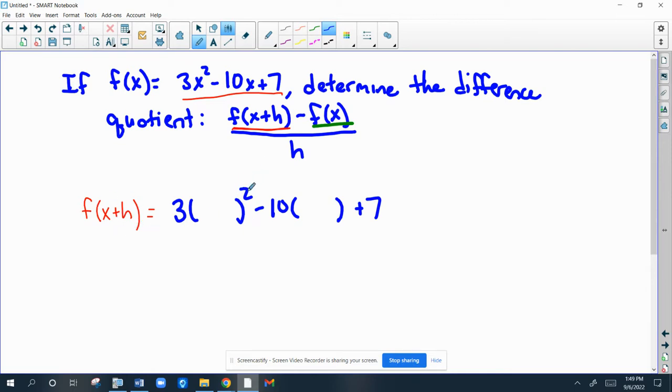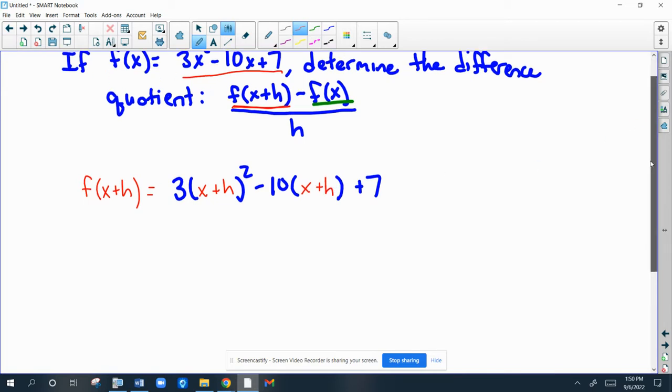Notice I kept the exponent right here, the 2 and the 2, and this is really x to the first here. I kept that exponent. So I'm going to plug in the x plus h everywhere I see an x, and then I'm going to multiply everything out. You have to be careful here. You have to follow all orders of operation.